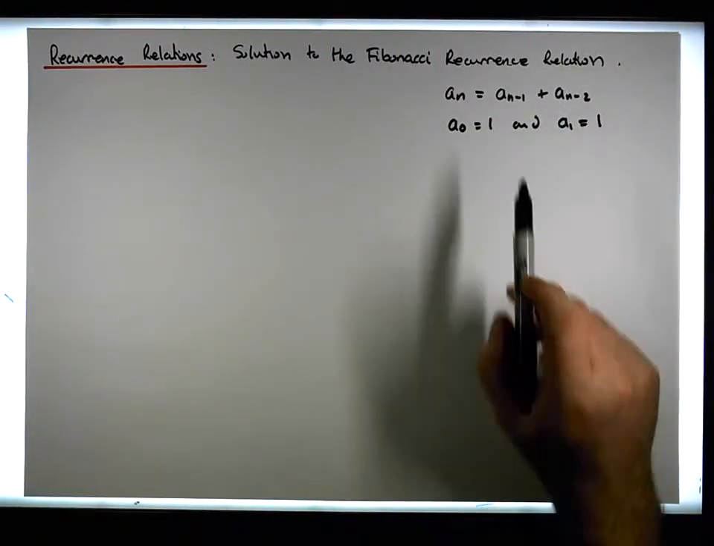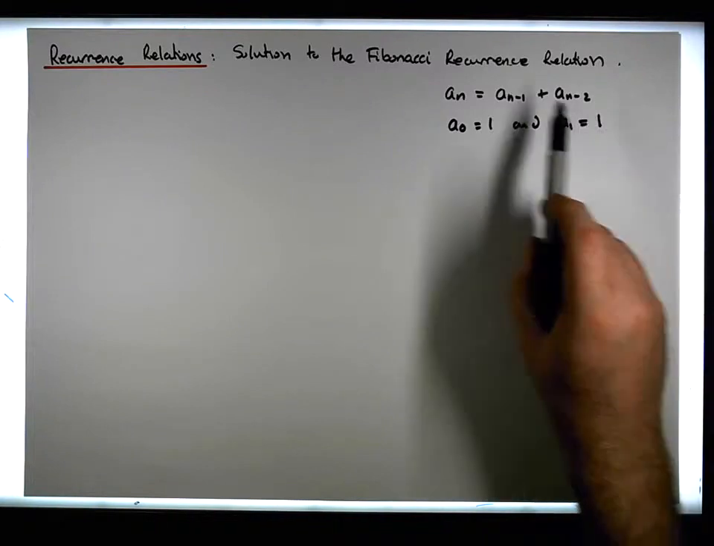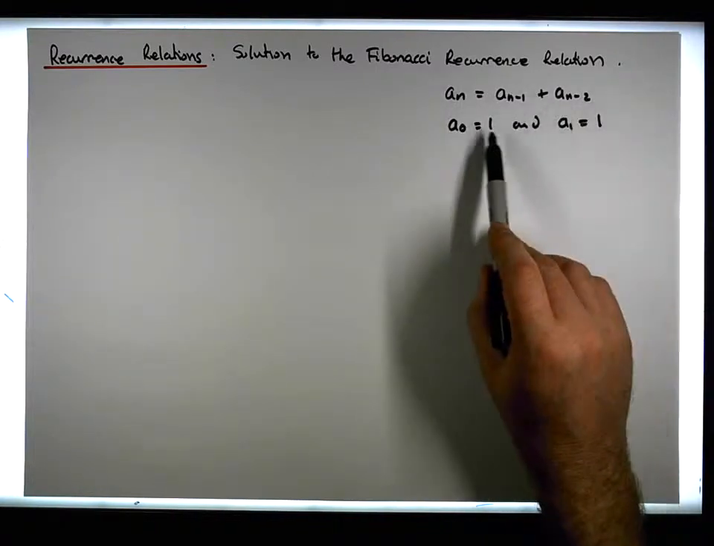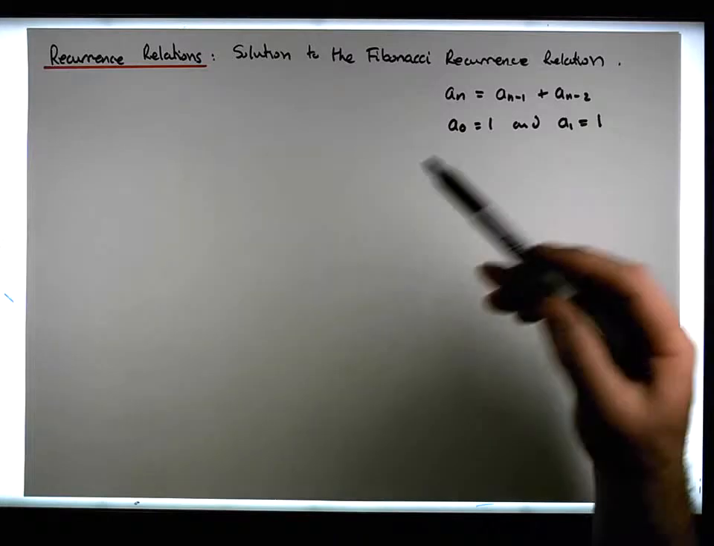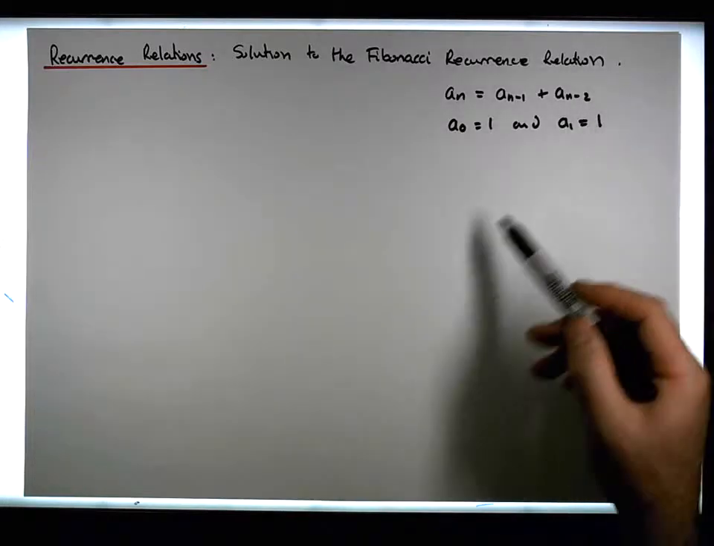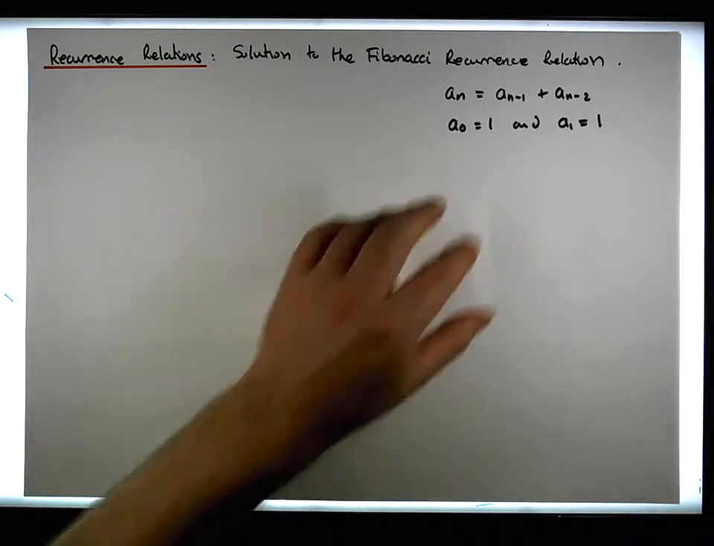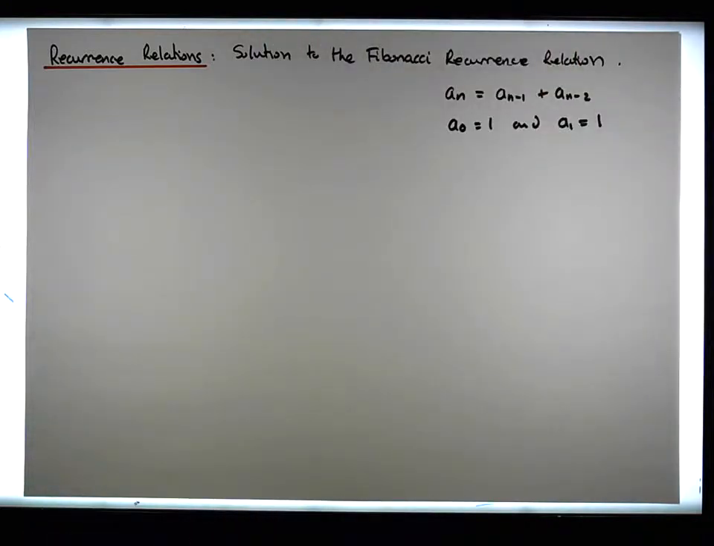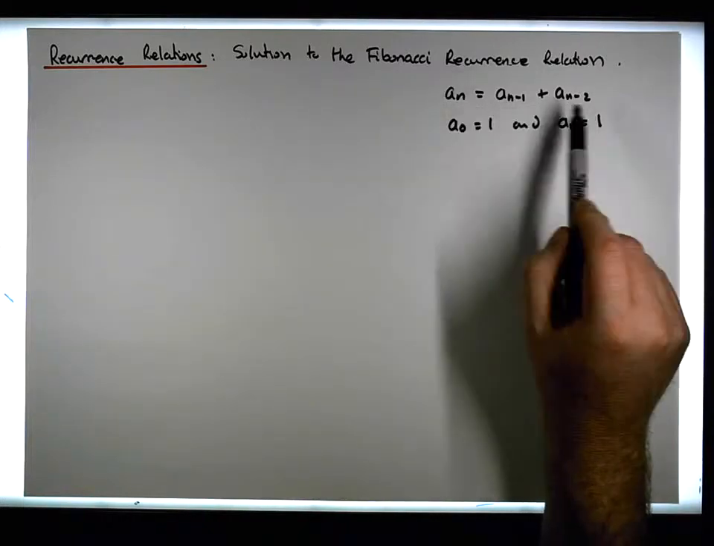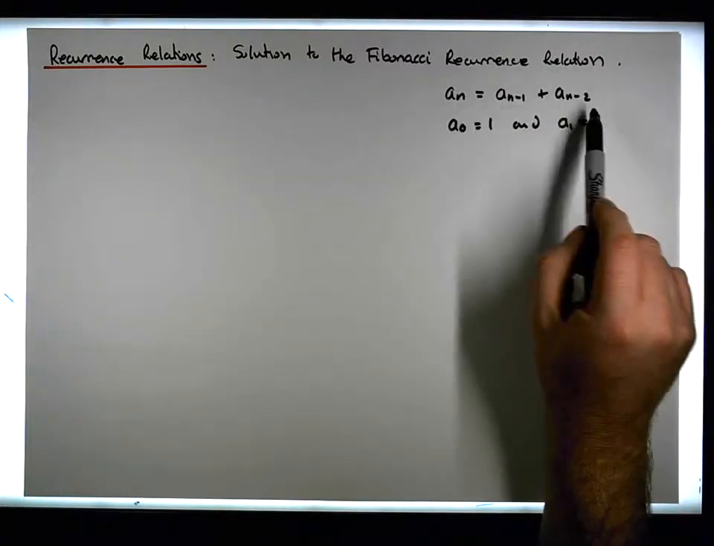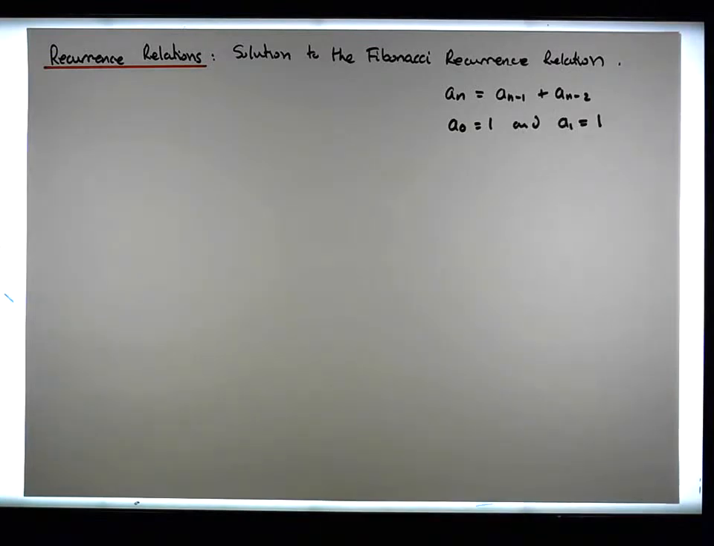So the sequence starts off as 1, 1. The next term of the sequence is the sum of the two previous, so it'll be 2, followed by 3, followed by 5, followed by 8, and so on and so forth. Now, our solution is going to rely upon the general solution for a linear homogeneous recurrence relation of degree 2, which this is.